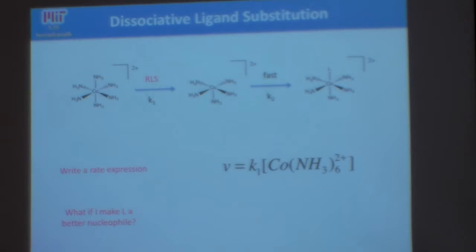Now, what would you expect if you make the L, the new ligand coming in, significantly more nucleophilic? In other words, I make the rate K2 significantly increase. Will that affect the overall rate? No, because this is not limiting the rate. I can increase this dramatically. The only thing that is governing the rate here is the rate of dissociation of this ligand. And that's why we call this dissociative ligand substitution. It refers to the type of mechanism by which this occurs.